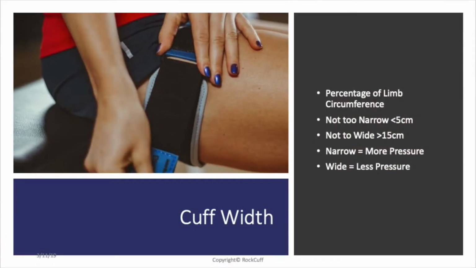So one of the things that we need to know about blood flow restriction training is what should the cuff width be? And if you do an evaluation of all the literature that's out there, what the literature tells us is that you should not have anything narrower than 5 centimeters, which is 2 inches. And it shouldn't be any wider than 10 centimeters, which is 6 inches.